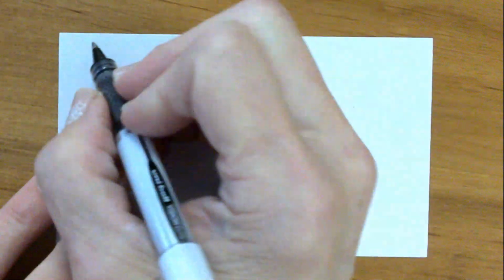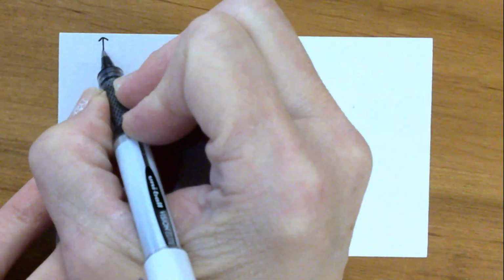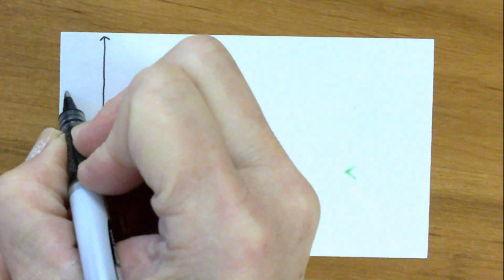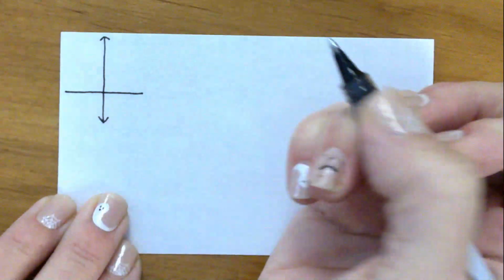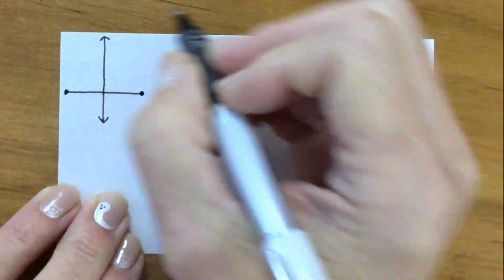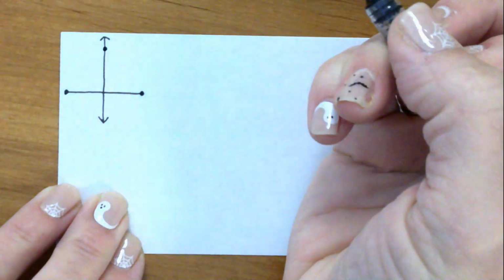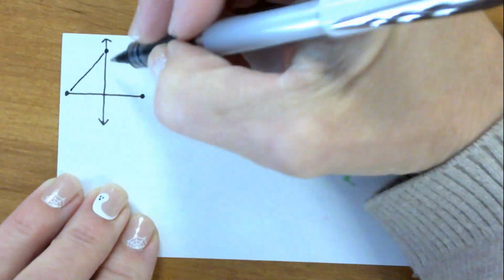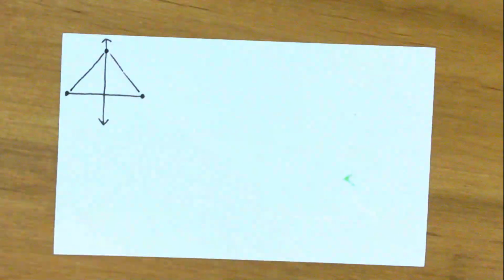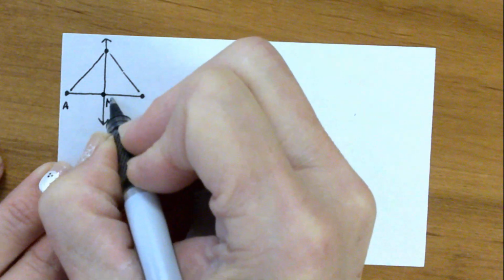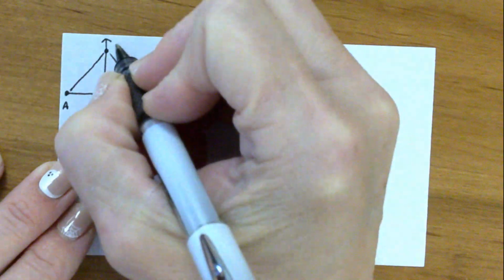So over here, we're going to draw a vertical line. And then I want a horizontal line. We're going to put endpoints on it. We're going to pick a dot up in the air. And then we're just going to connect that side and this side to make our little triangle. And then we're going to label it A. M is the one in the middle. B and C.